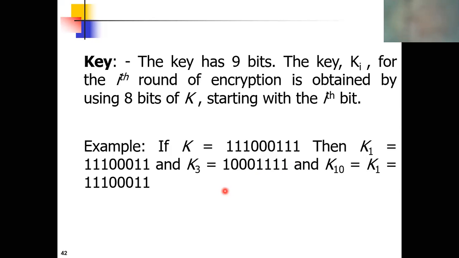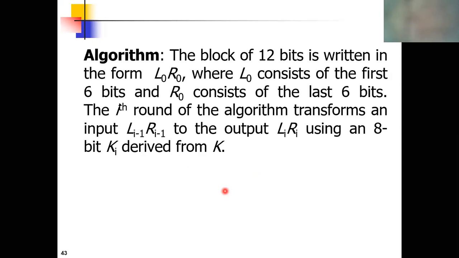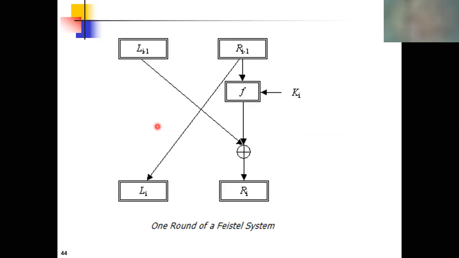In the algorithm, the block of 12 bits is written in the form of L0 R0, where we convert 12 bits into two blocks of 6 bits, the leftmost 6 bits being L0 and the rightmost R0. The ith round of the algorithm transforms an input Li minus 1, Ri minus 1 to output Li, Ri using an 8-bit key derived from K. K is a standard key of 9 bits.